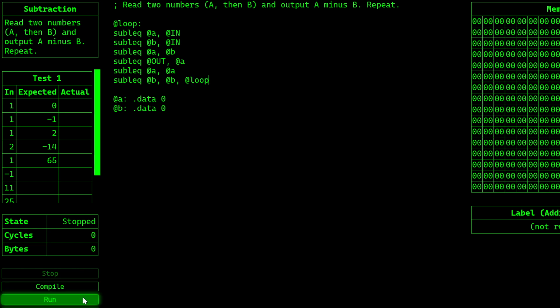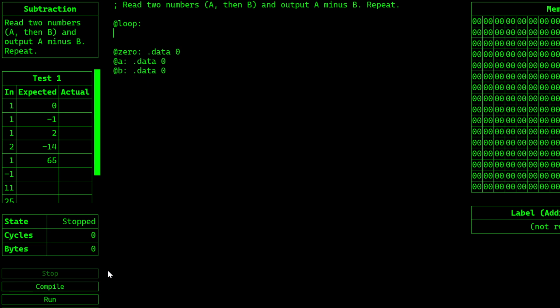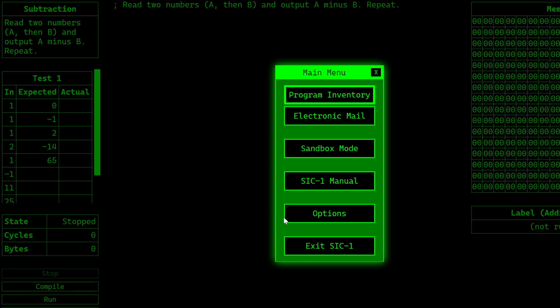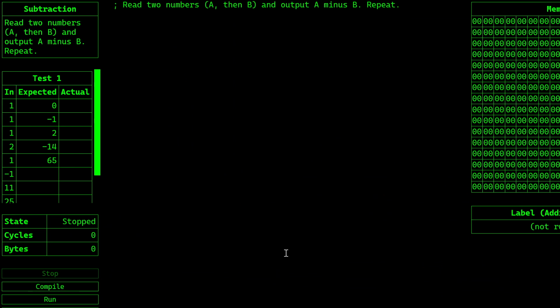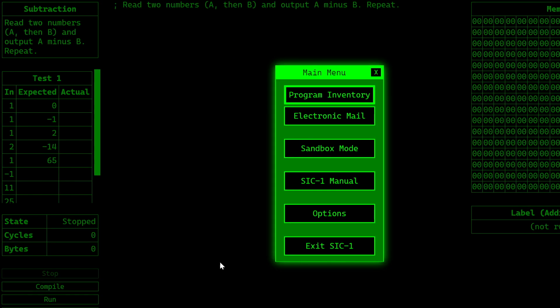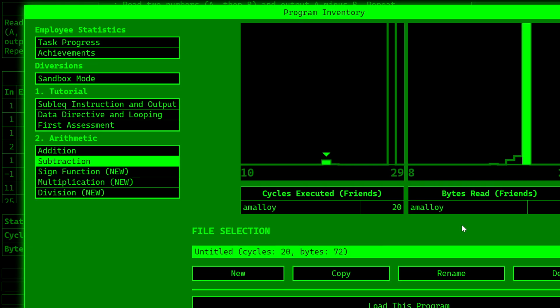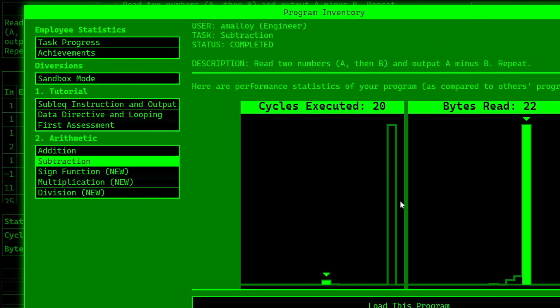Run this... Oh, but... Just delete my life. Program inventory. Now I think I've overwritten the unrolled one, right? Yeah, very funny. There's not some way to recover it? Whatever, who cares?